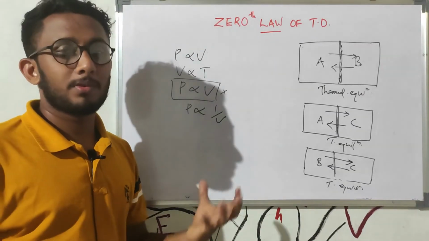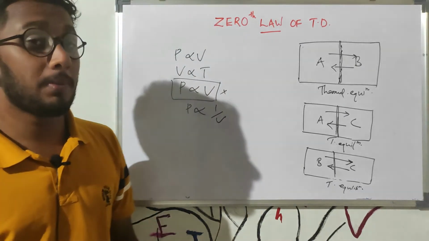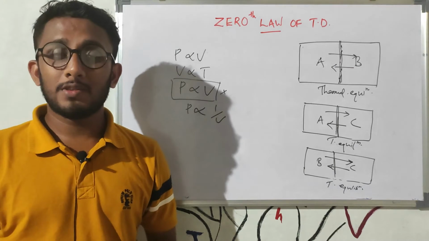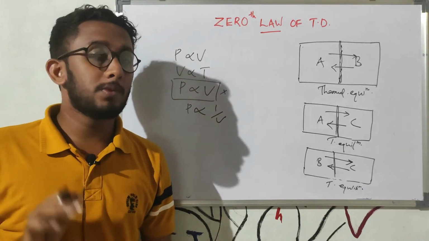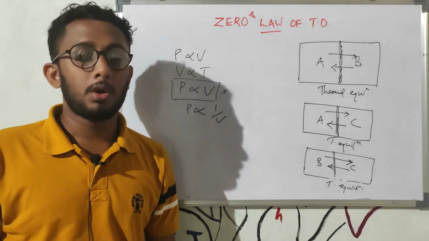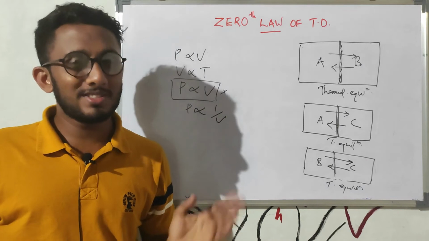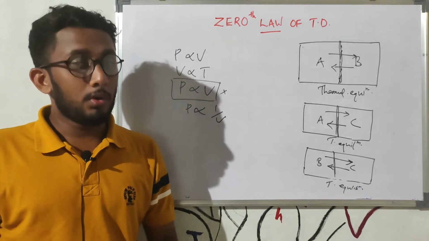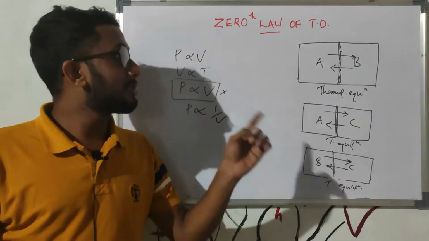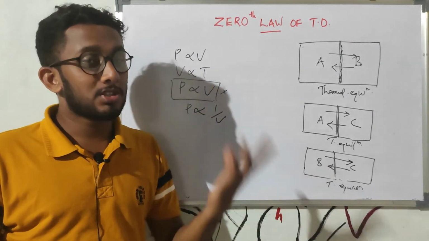What's the main concept of this law? The main concept is temperature. Why does temperature become the main concept? Because as we know, the first law and second law were stated before this zeroth law. In the first law and second law there is a term called temperature. What's temperature? All are asking what's temperature. So we define this law for understanding what's temperature.